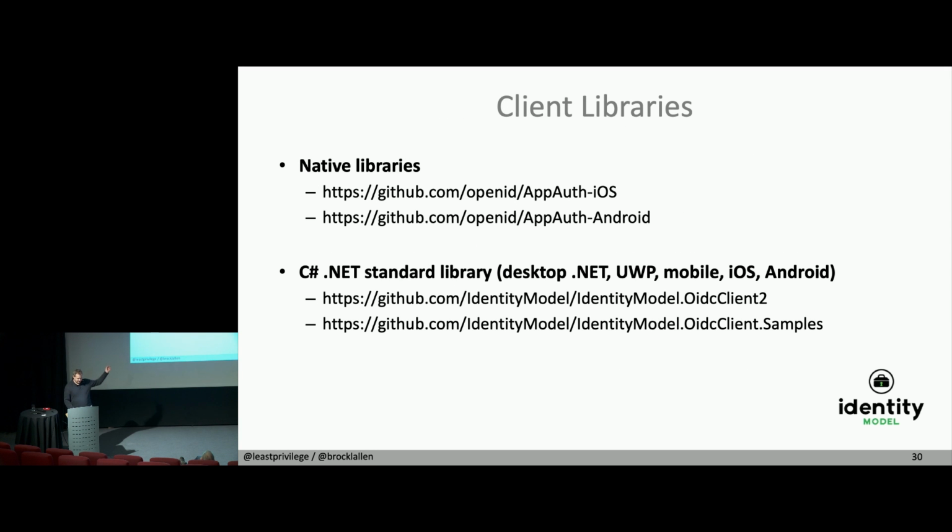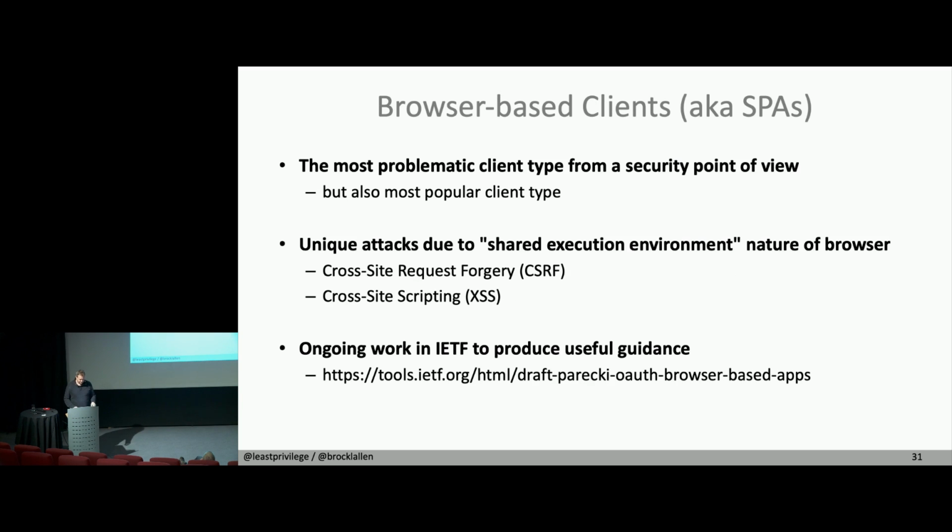Now, oh yeah. Here are the client libraries. The upper ones are the native ones, and you see there from the OpenID Foundation, funnily enough. The lower ones are the ones I wrote that you just saw in the iOS app. It's a C# library which works on multiple platforms.